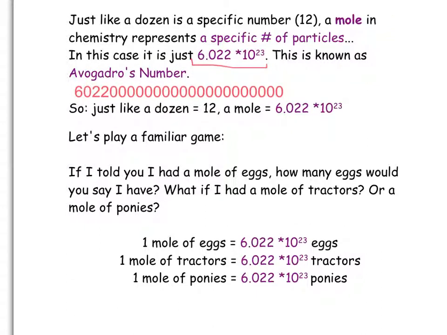And I'll talk more about and give you some examples of how large this number is in a couple slides. The point is, whenever you hear a mole of something, you need to be thinking of this many particles. Just like when I say a dozen, you think of the number 12. So let's play a familiar game. If I told you I had a mole of eggs, how many eggs would you say I have? Well, I would have 6.022 times 10 to the 23rd eggs. If I have a mole of tractors, I have 6.022 times 10 to the 23rd tractors. And if I have a mole of ponies, I have 6.022 times 10 to the 23rd ponies.